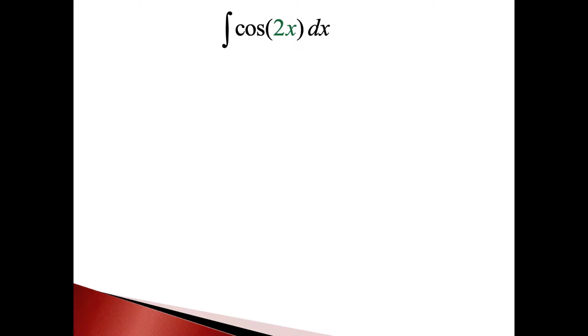So here's what I'm going to do. I have cosine of a bunch of stuff. The stuff is not just an x, it's a 2x. So this is an obvious example of where I'll need to do u substitution. So I'll let u be my 2x.